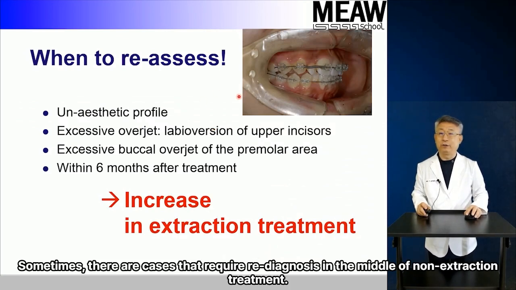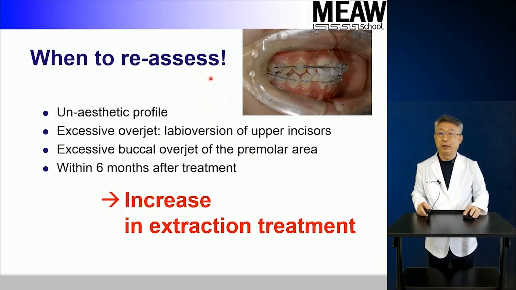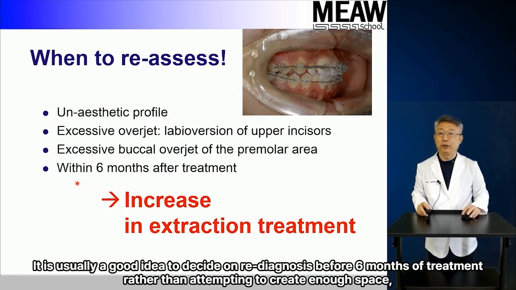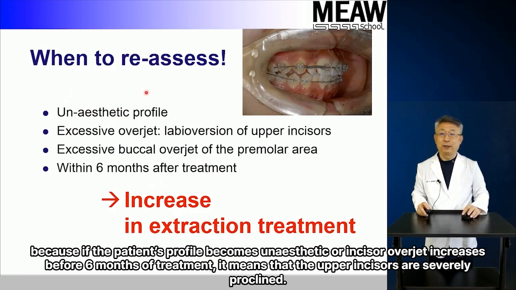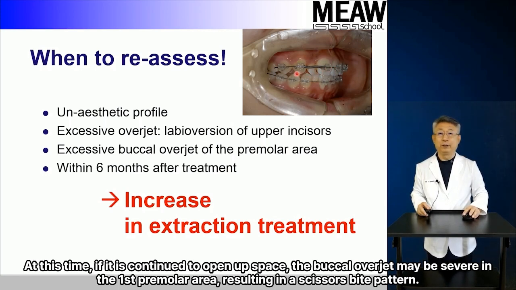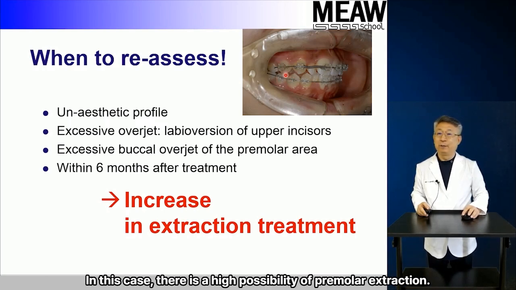Sometimes there are cases that require re-diagnosis in the middle of non-extraction treatment. It is usually a good idea to decide on re-diagnosis before 6 months of treatment, rather than attempting to create enough space. Because if the patient's profile becomes unesthetic or incisor overjet increases before 6 months of treatment, it means that the upper incisors are severely proclined. At this time, if it is continued to open up space, the buccal overjet may be severe in the first premolar area, resulting in a scissors bite pattern. In this case, there is a high possibility of premolar extraction.